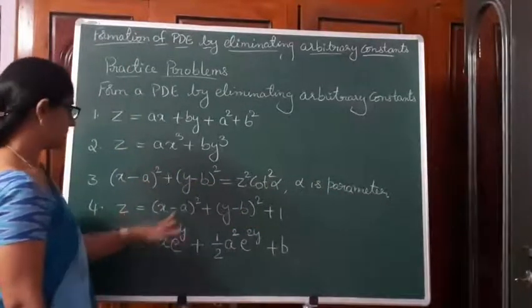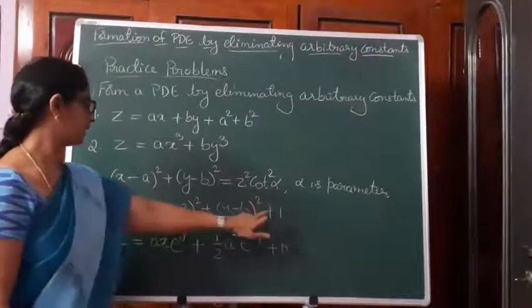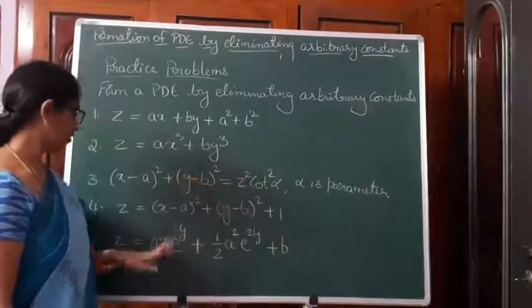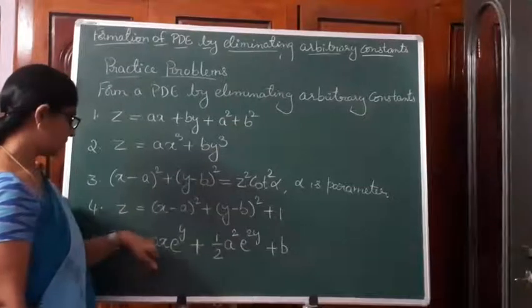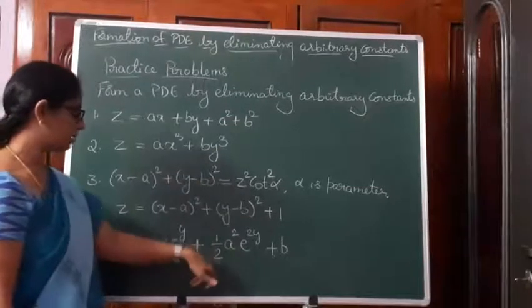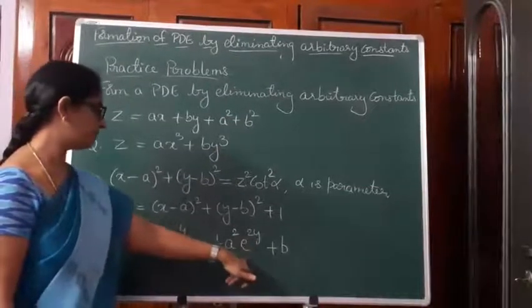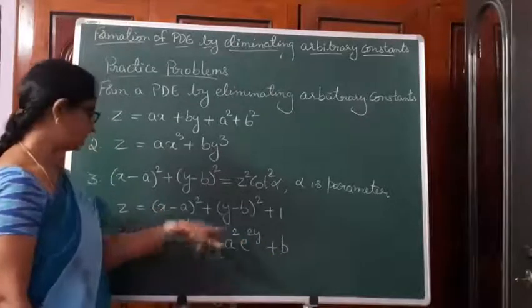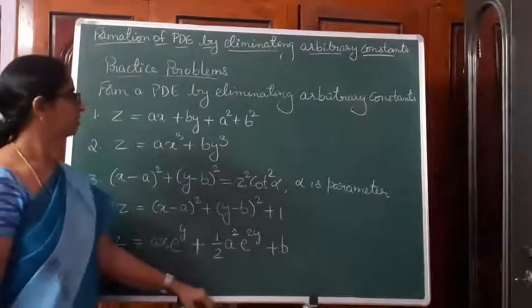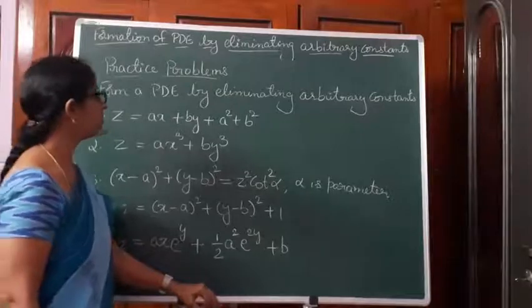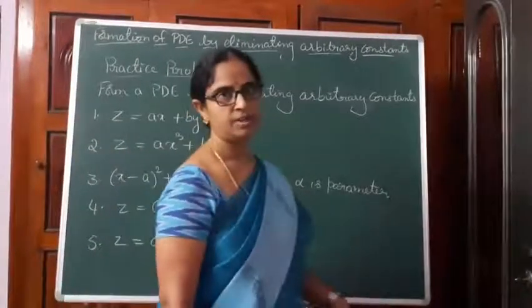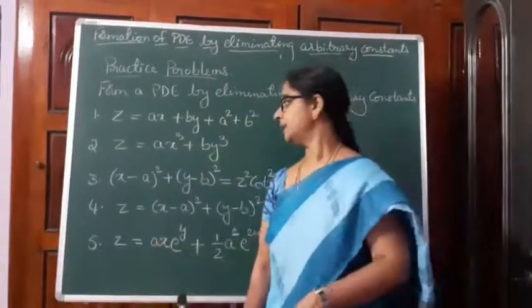Next one is z is equal to x minus a whole square plus y minus b whole square plus 1, similar as above. And the last one is z is equal to ax e power y plus 1 by 2 into a square into e power 2y plus b. a and b are arbitrary constants here. So try these problems. Form a partial differential equation in each case. These are quite easy. Don't skip them.